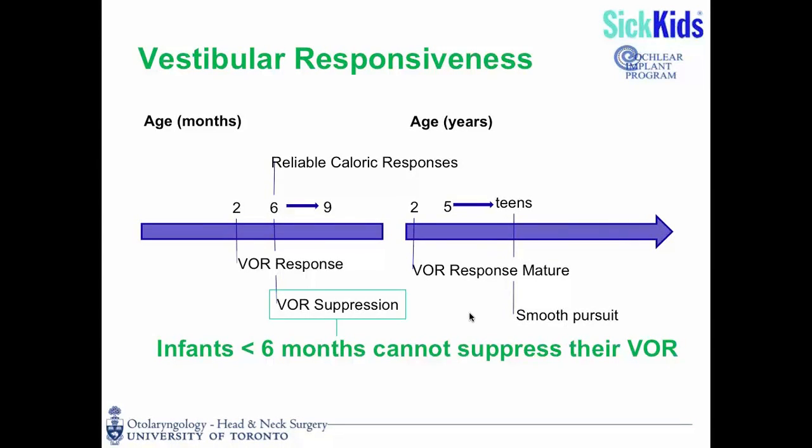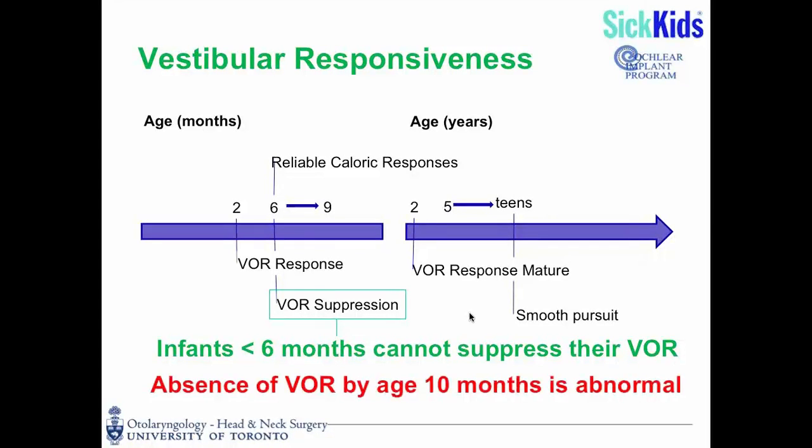Now, a few points to make is that infants, as I mentioned, less than 6 months cannot suppress their VOR. And we can use this to our advantage when we're testing these very young babies in the clinic, because if you rotate a child and you're looking for the VOR response, you typically have to put them in dark, but not babies under 6 months of age. You're able to rotate them as they're not able to visually fixate and suppress their VOR. So this can give us insight into how the labyrinth is working in very, very young children. The other thing to note is that an absence of a VOR by 10 months of age is considered very, very abnormal, and this child should certainly have an additional workup that includes likely some imaging and a neurology referral.